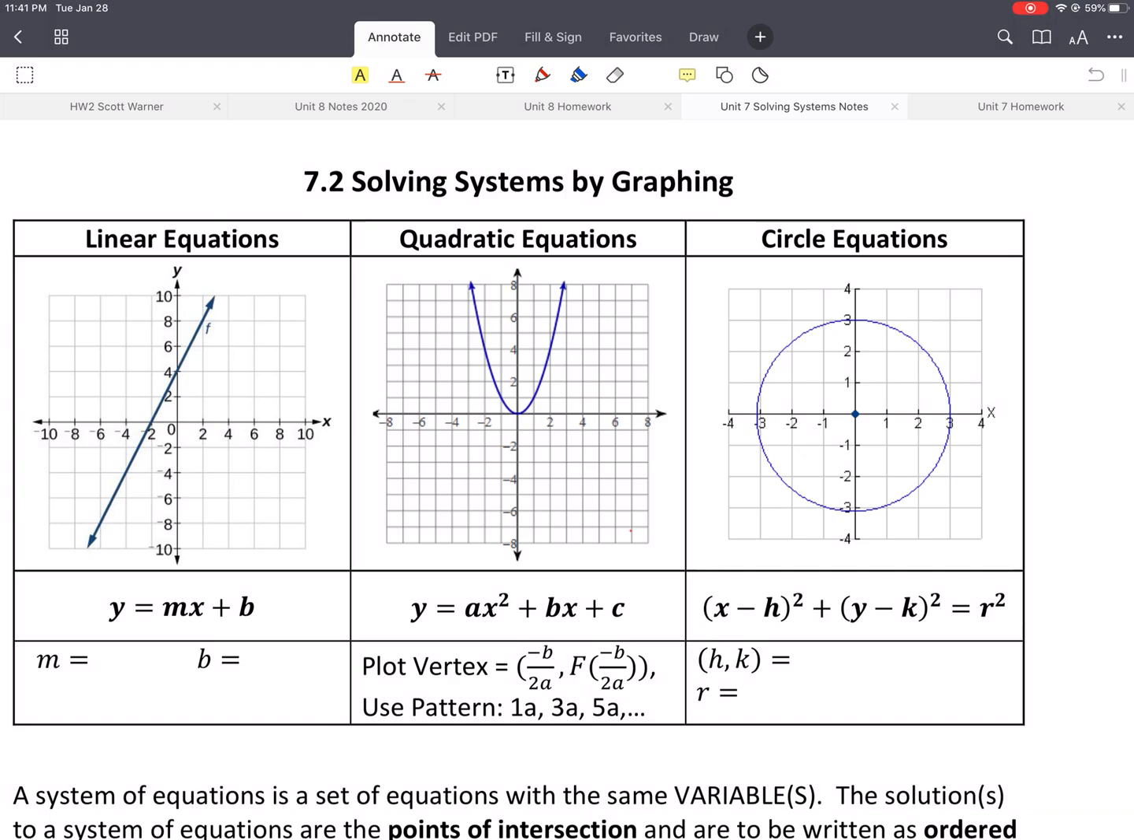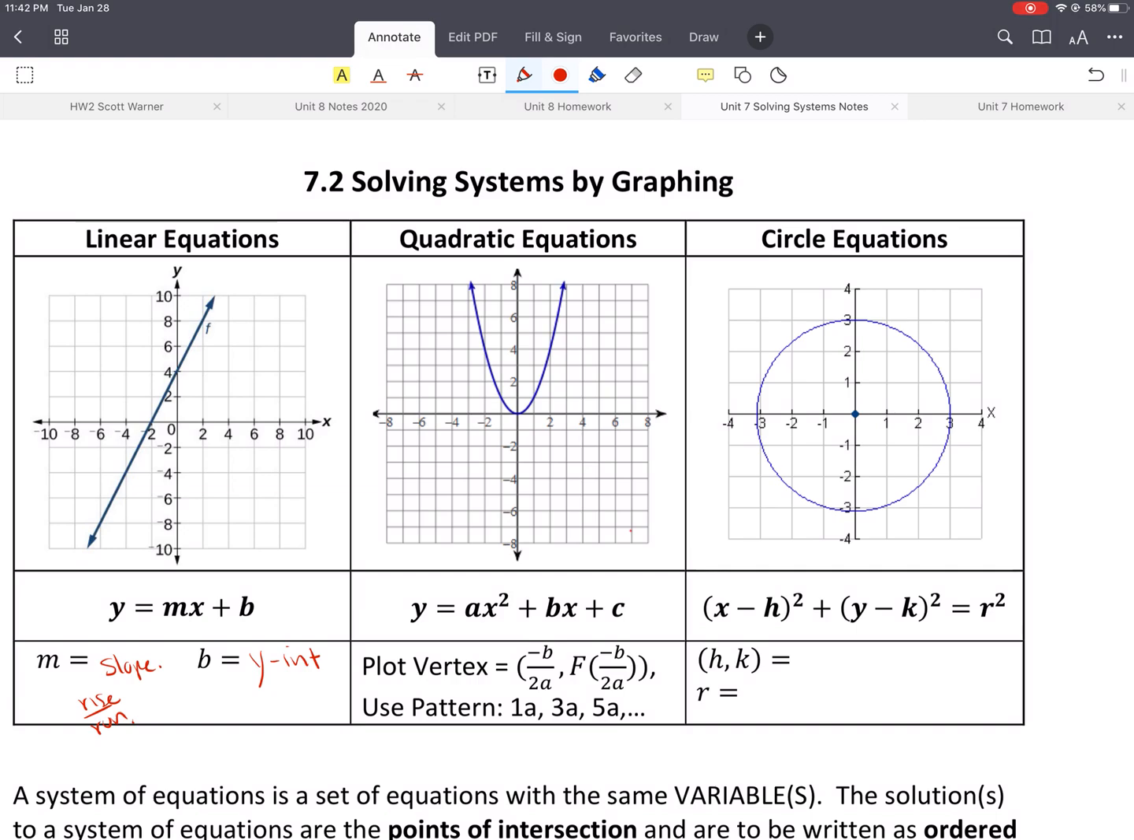All right, so you've learned how to graph linear equations. y equals mx plus b. So a quick review for that is if you have an equation and you want to graph, the first thing you want to do is plot your y-intercept, which is your b, and then you're going to use your slope, rise over run. Okay. So we'll have some examples of that.